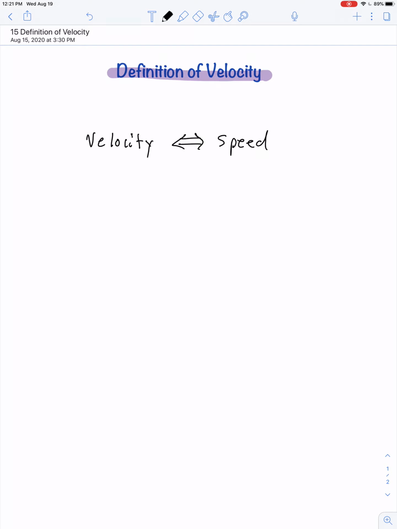Some of the units we might use to express velocity and speed would be miles per hour, meters per second. It could be inches per millisecond. It could be furlongs per fortnight. As long as it's some unit of distance divided by some unit of time, it's an appropriate unit for measuring speed or velocity, although we'll always end up converting into meters per second for just about all the problem solving that we do in this course.